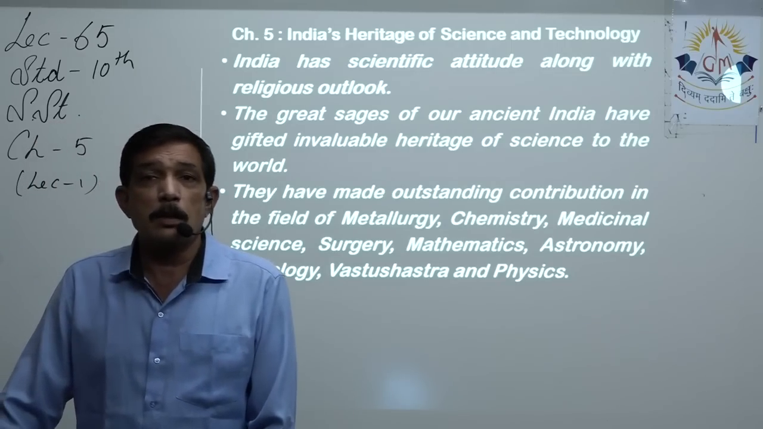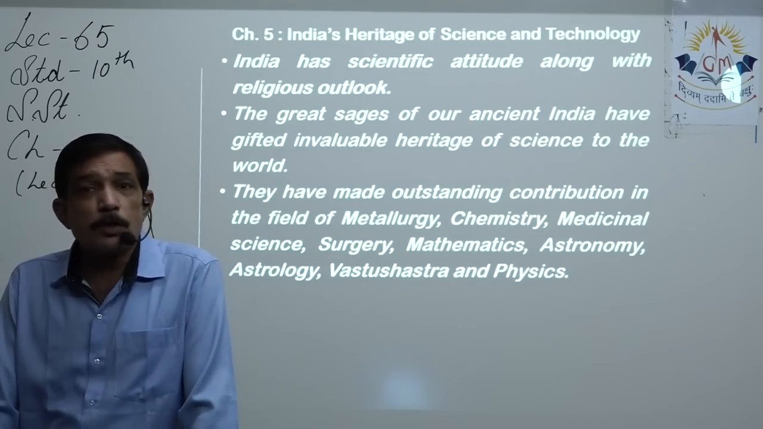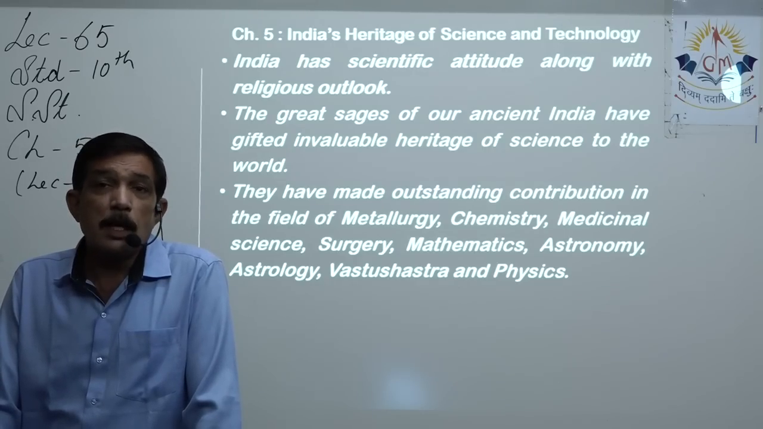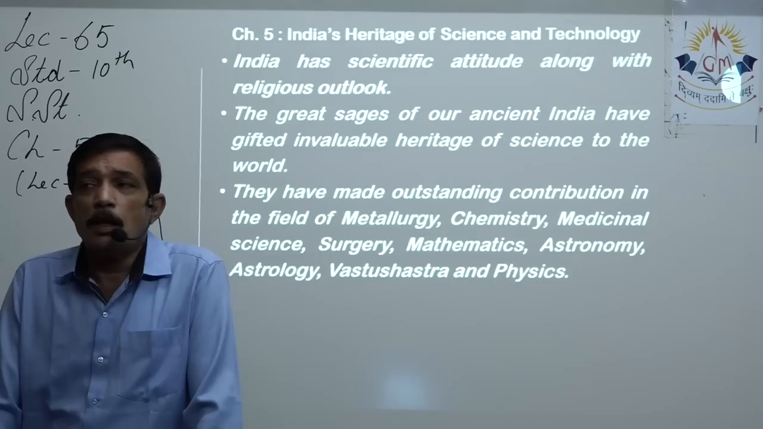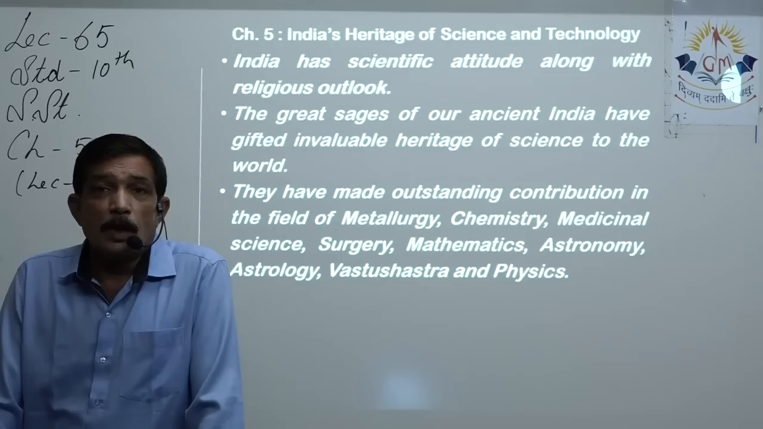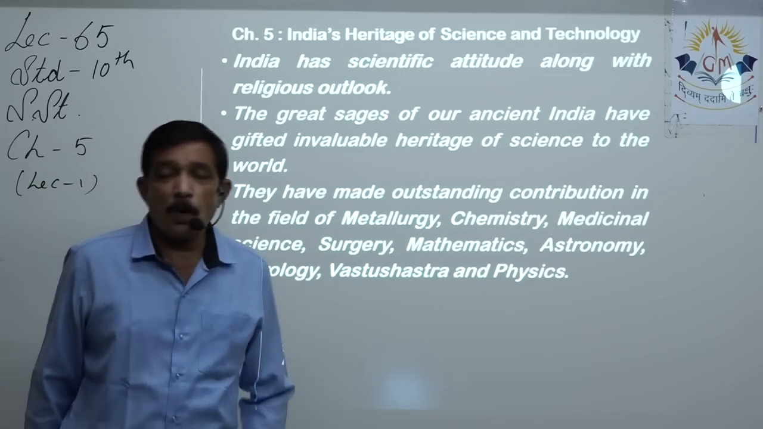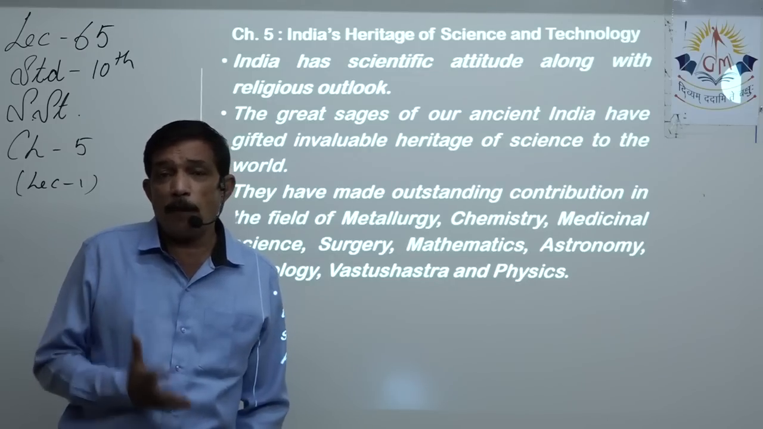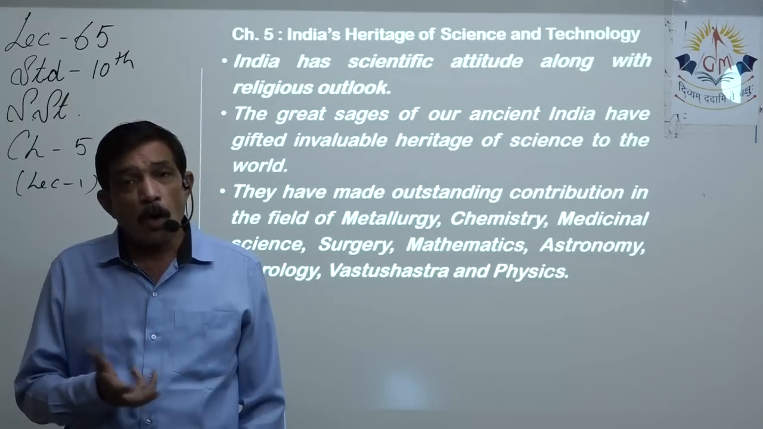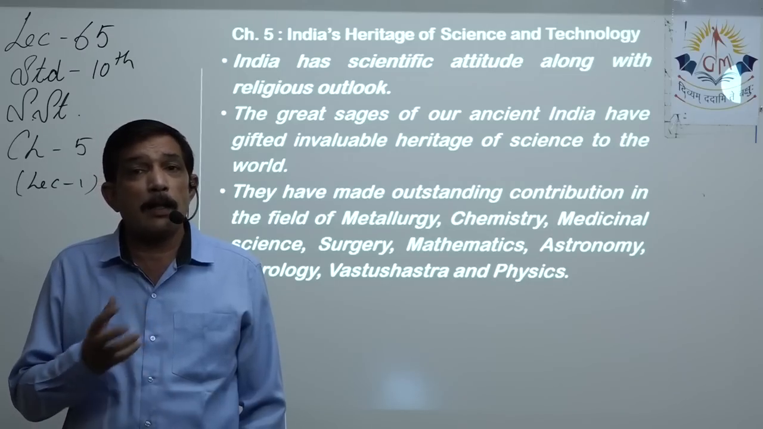What example? Metallurgy. Metallurgy is the science of metals, minerals. Chemistry, the science of chemicals. Medicinal science, the science which deals with medicine, remedies, cure. Surgery, then mathematics, astronomy, astrology, Vastu Shastra, physics. These are the different faculties in which lots and lots of sages, lots and lots of scholarly people researched, they had lots of findings, and they put it in writing.